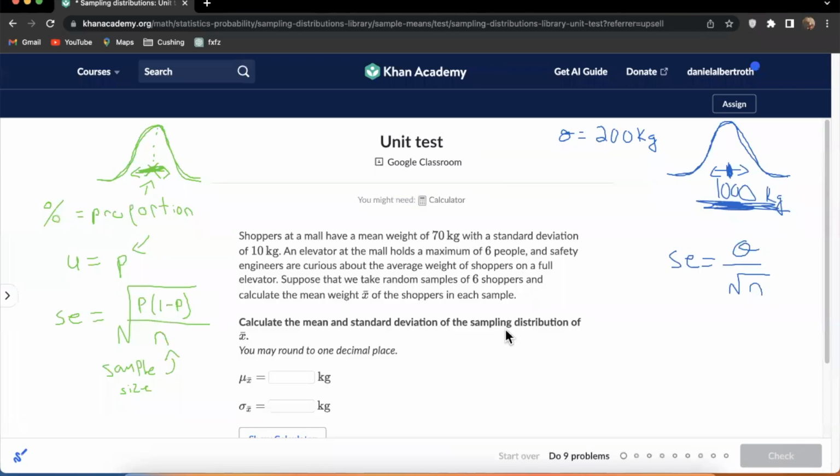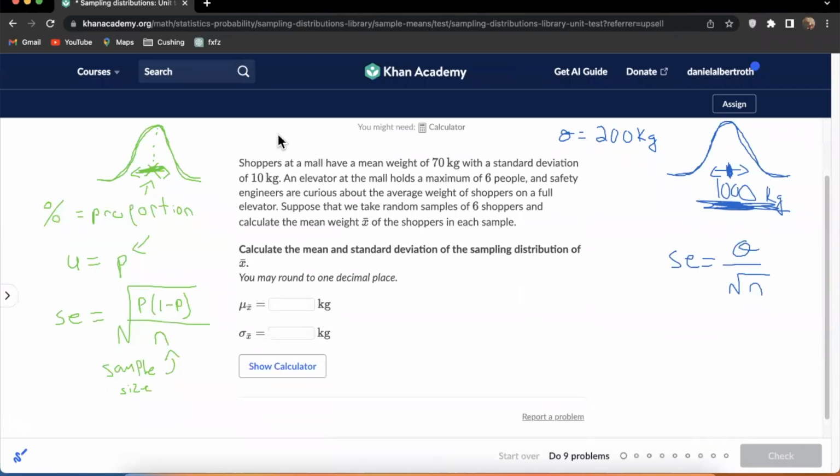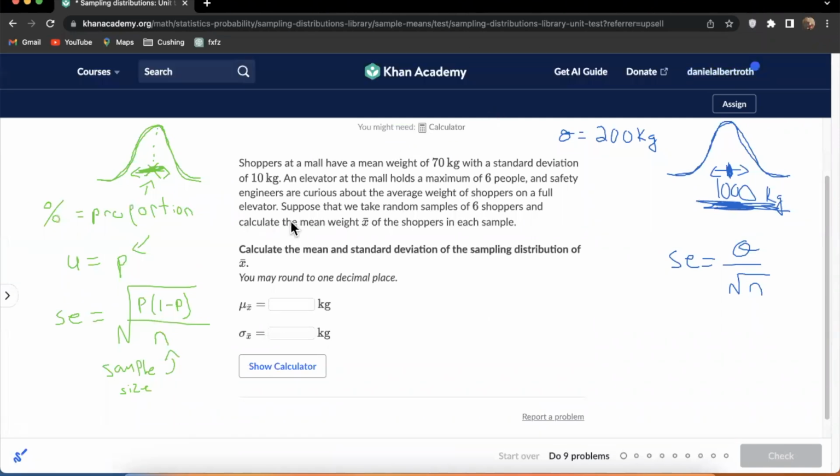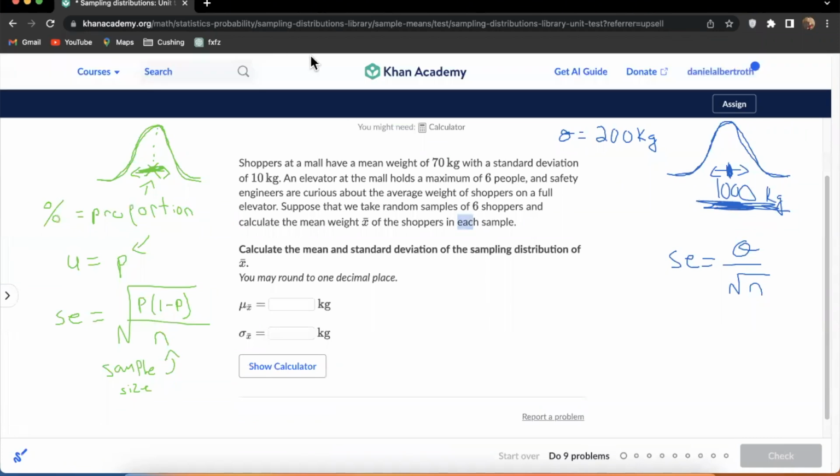All right, so this question says, shoppers in a mall have a mean weight of 70 kilograms with a standard deviation of 10 kilograms. An elevator at the mall holds a maximum of 6 people, and safety engineers are curious about the average weight of shoppers on a full elevator. Suppose that we take random samples of 6 shoppers. So that's kind of what we're doing. We're supposing that we take random samples of 6 shoppers.